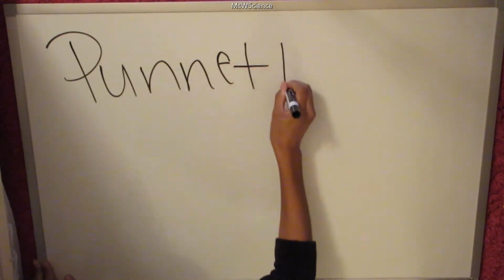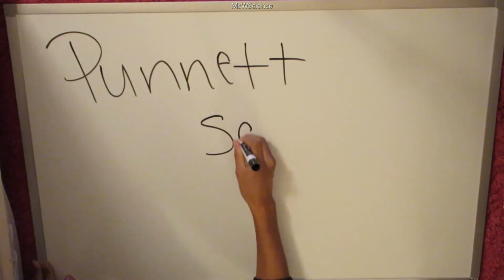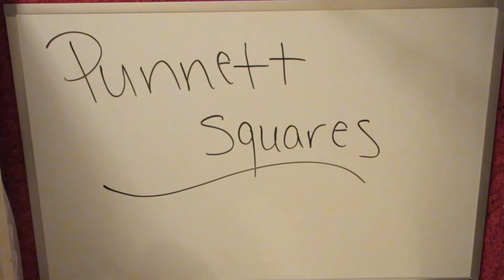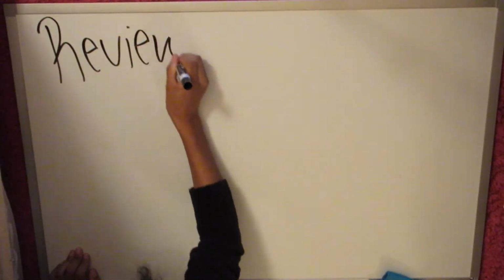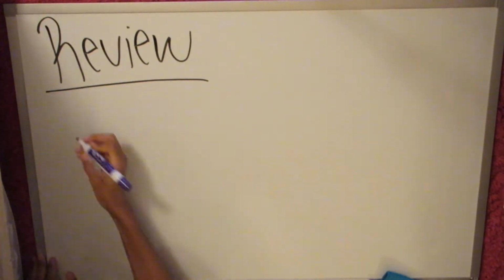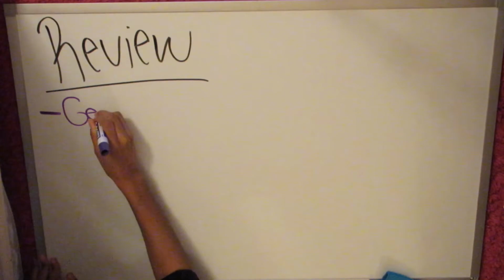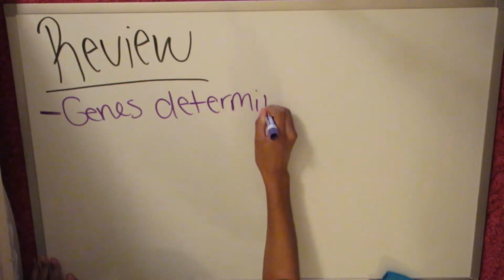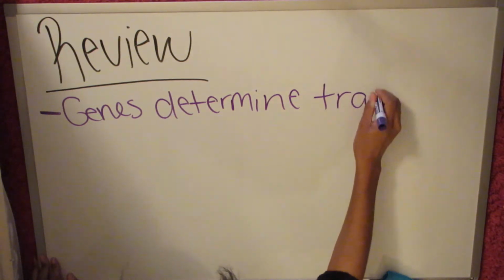Today we are going to be learning about Punnett squares and everything that goes into Punnett squares, all of the ins and outs before we get to actually making a Punnett square. So first off, we're going to start with a little bit of a review from what we learned last time, because I told you guys that everything that we're learning is going to kind of build on itself. So the first thing that we are reviewing is that genes determine traits.